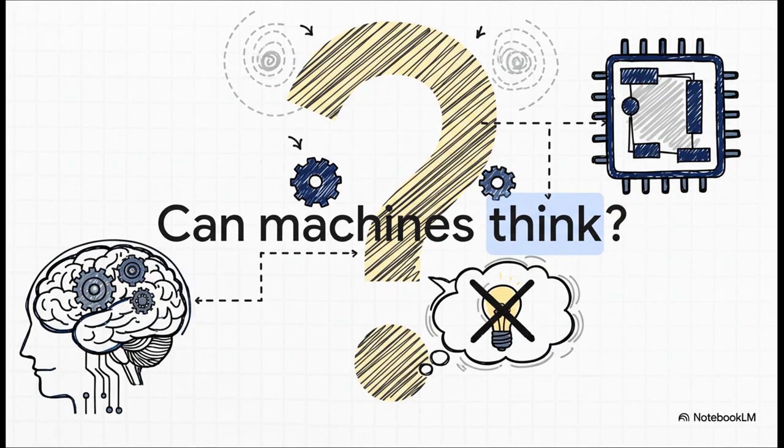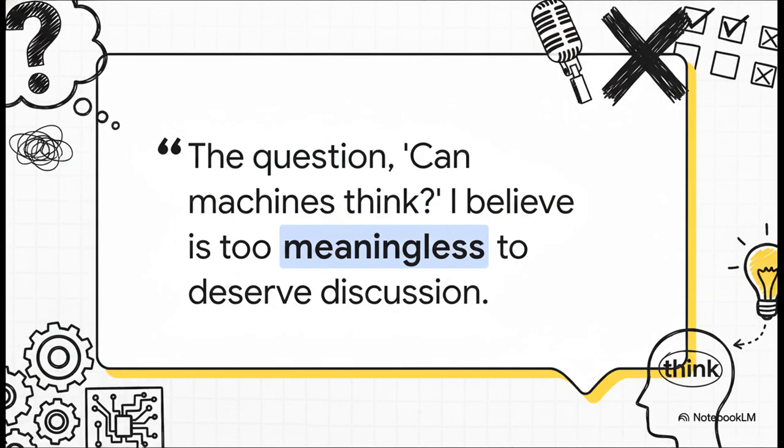So Turing kicks things off with the question that has, let's be real, captivated and kind of haunted us ever since. Can machines think? Seems like a pretty logical place to start, right? But here's the thing. For Turing, this question wasn't the starting point. It was the problem. And boom, here's the first incredible twist. Turing just dismisses his own opening question right off the bat.